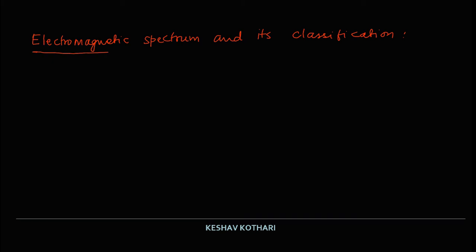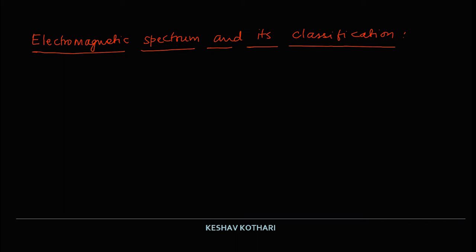So let us begin with the discussion on electromagnetic spectrum and its classification. Now we generally tend to say that the electromagnetic spectrum is divided into two parts, that is visible and invisible spectrum. But that would be a too childish thing to say, because the invisible spectrum is a much broader classification in comparison to the visible spectrum.